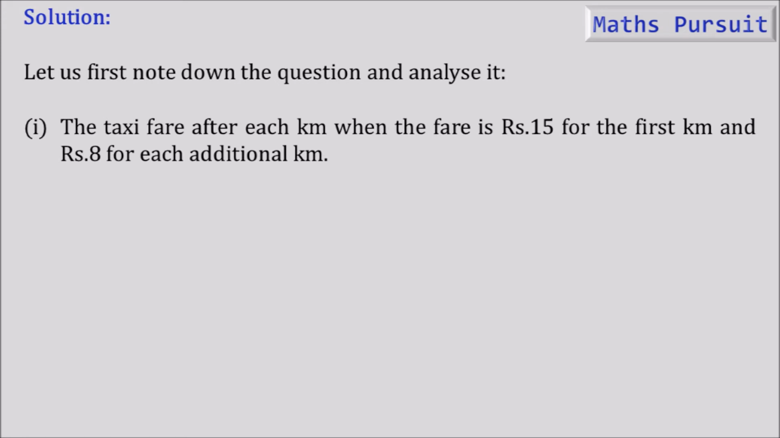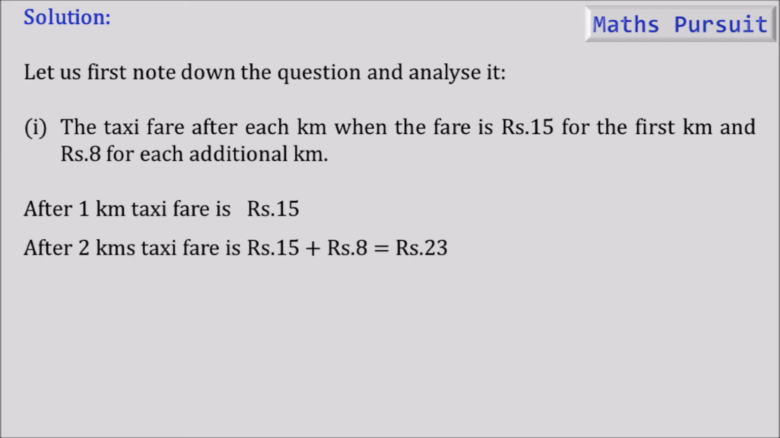The taxi fare after each kilometer when the fare is rupees 15 for the first kilometer and rupees 8 for each additional kilometer. So from the question what we could understand is that the fare for the first 1 kilometer is rupees 15 and thereafter from the second kilometer onwards it is rupees 8. That means it increases by rupees 8 from the second kilometer for each kilometer. Now let's see. After 1 kilometer taxi fare is rupees 15. This is what is given in the question.